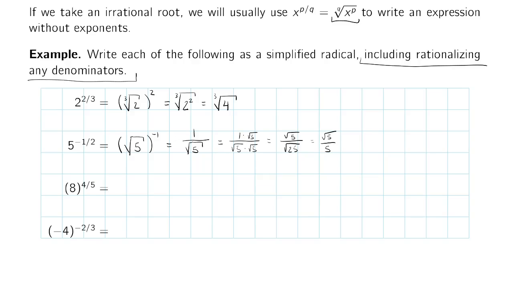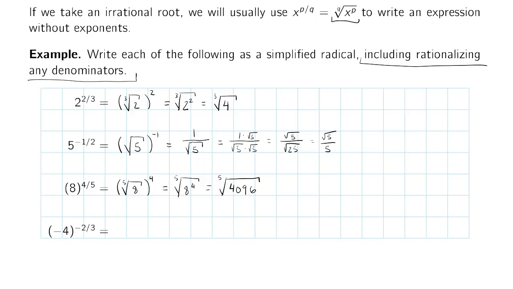Okay, next I have 8 to the power 4/5. And I'd like to be able to say take the fifth root of 8 and raise that to the fourth power. But I can't because 8 doesn't have a nice fifth root. So instead I'm going to say take the fifth root of 8 to the fourth. The bad news is I'm now taking the fifth root of 4096.